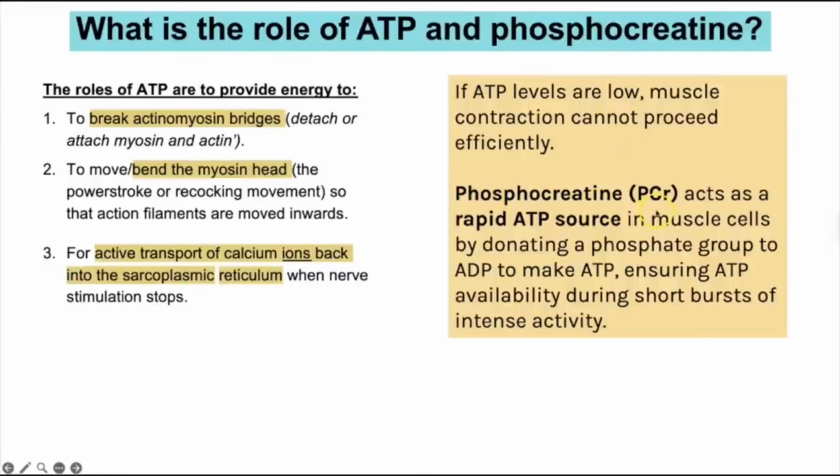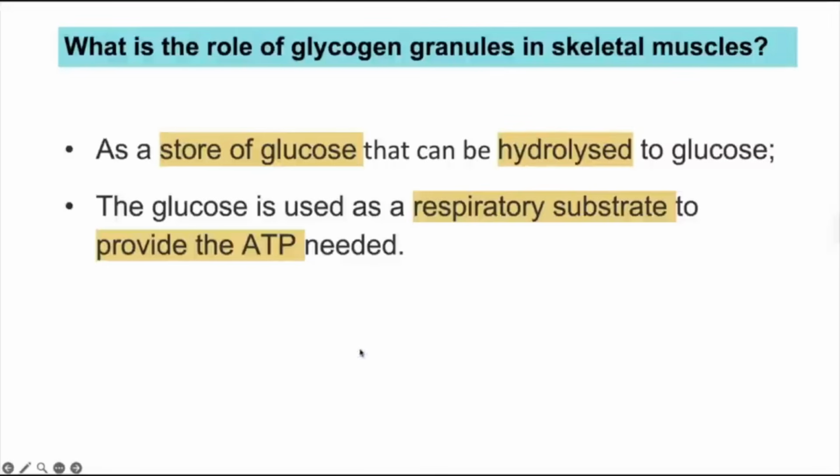And that is where phosphocreatine plays a role, because this acts as a rapid source of ATP in muscle cells by donating a phosphate group to ADP to be able to make ATP, so that you do have ATP during short bursts of intense activity. You could also be asked what's the role of glycogen granules in skeletal muscles.